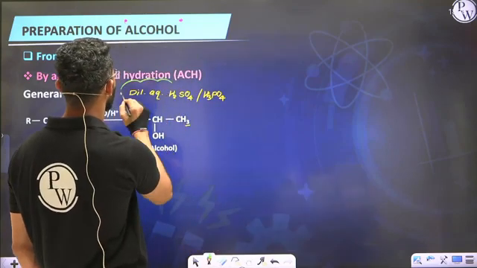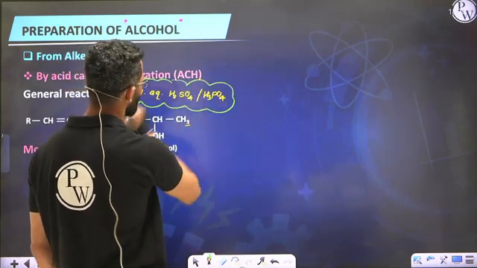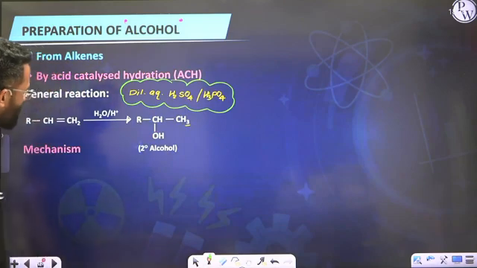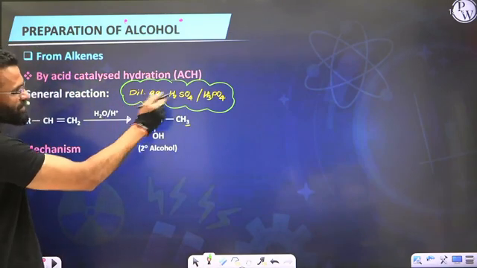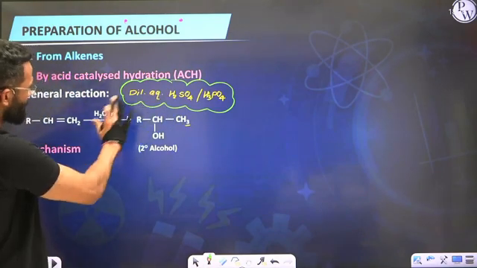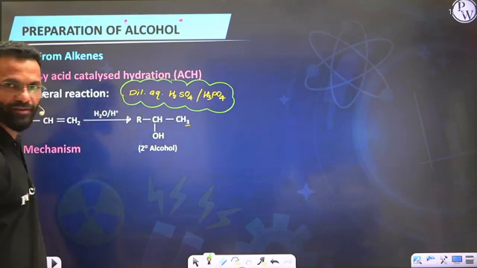Just a piece of information. You may not have any question on this, but just extra information for us. So this H plus that you see is from H2SO4 or H3PO4, but water is going to be in excess amount. All right.